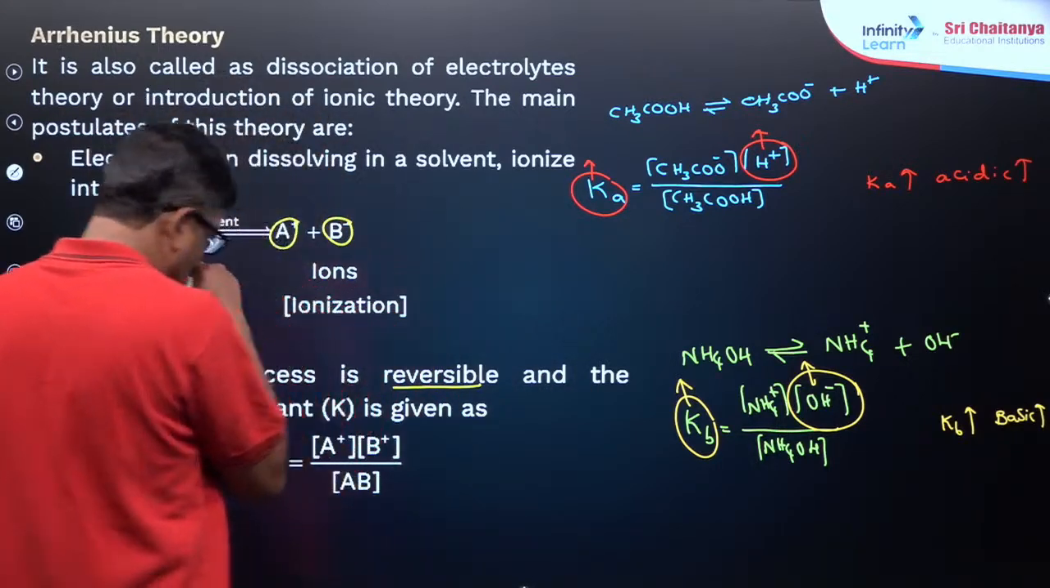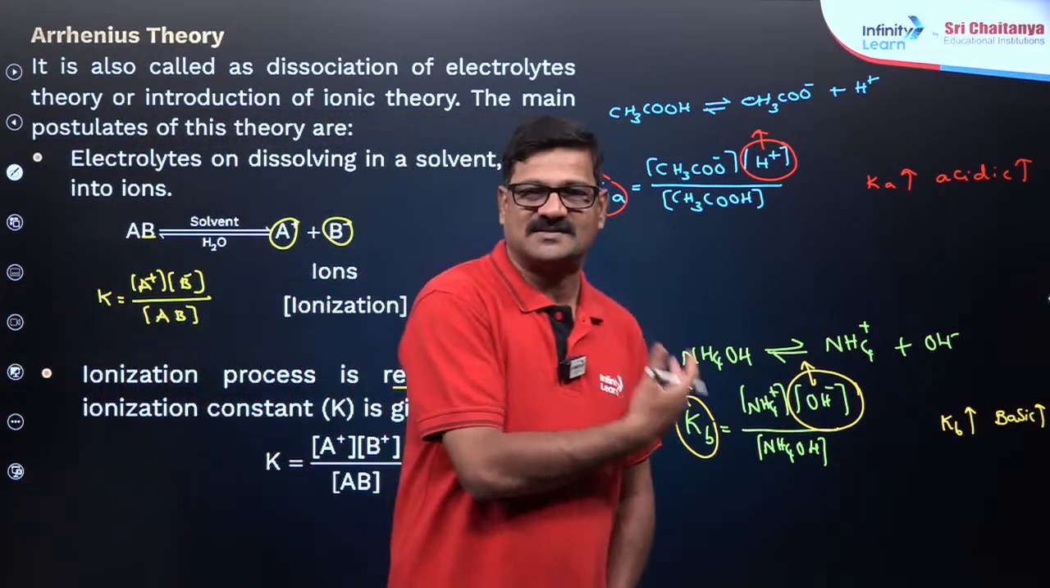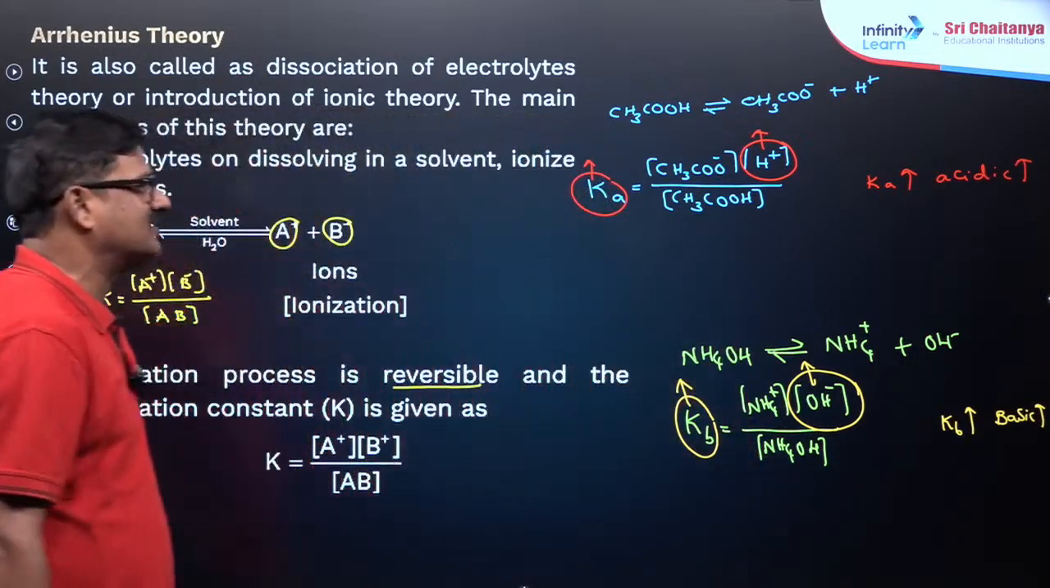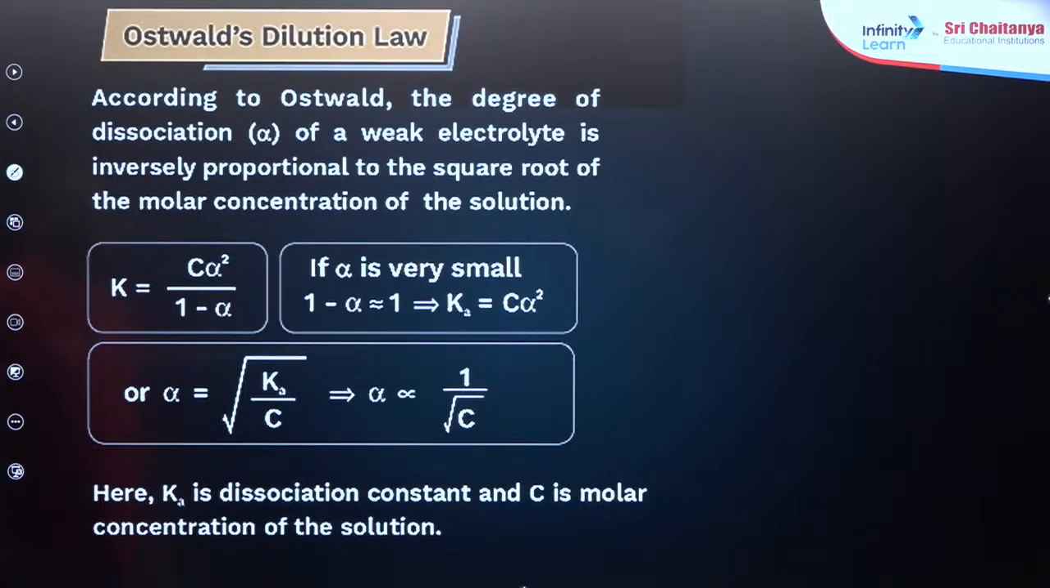Now in this case, I would say as Ka value increases, acidic strength increases. As Kb value increases, basic strength increases. Okay, now let us go into the Ostwald dilution law. So this is all about Ostwald dilution law. What does Ostwald dilution law say?